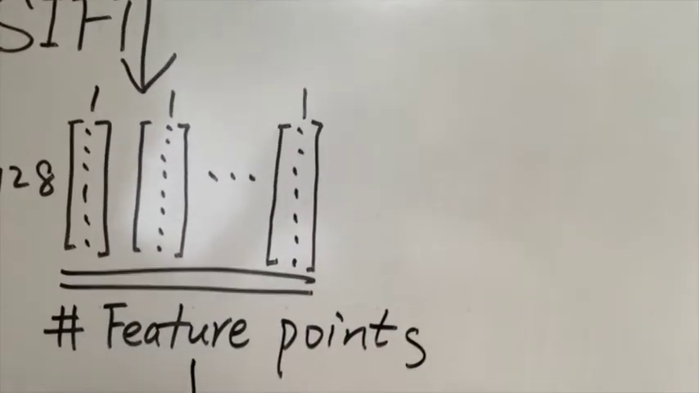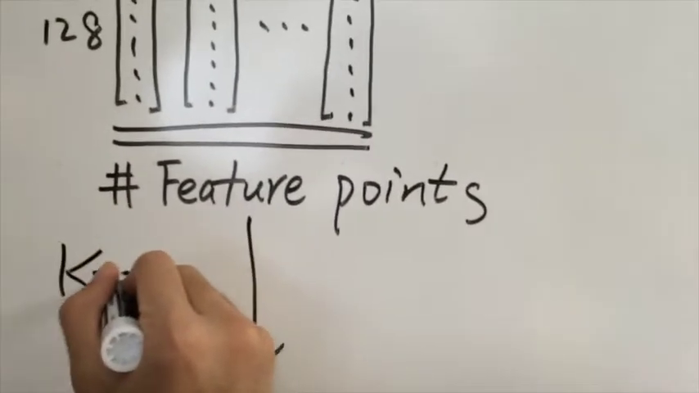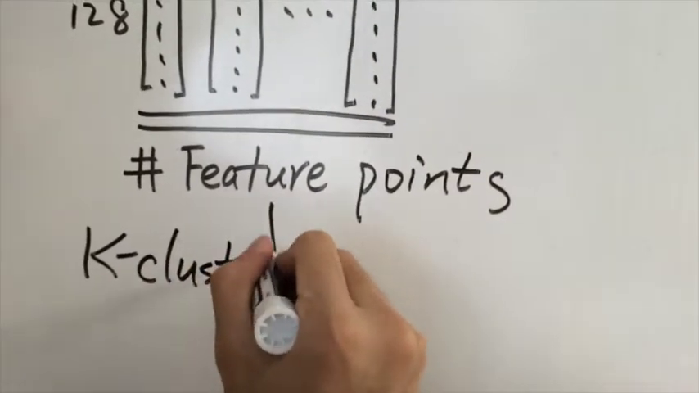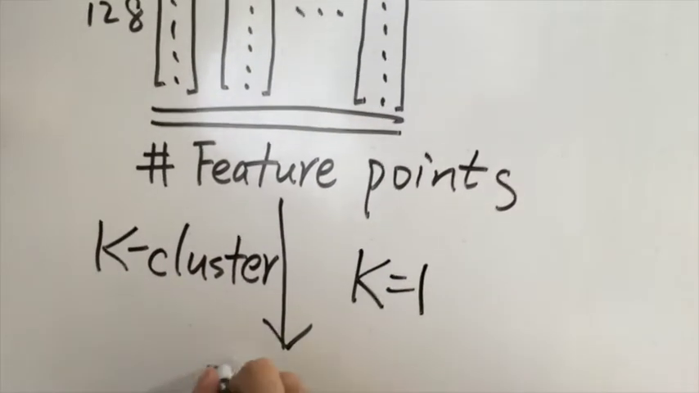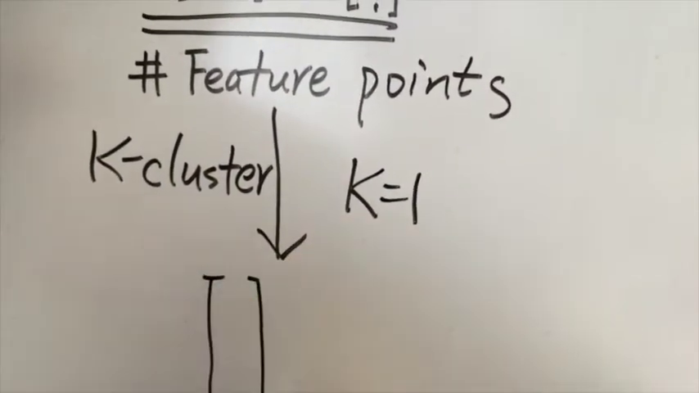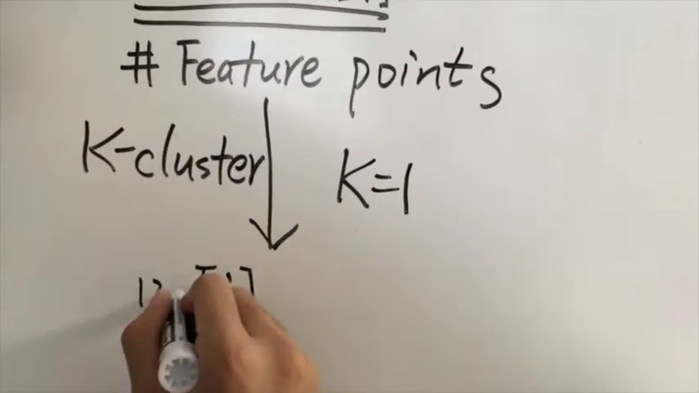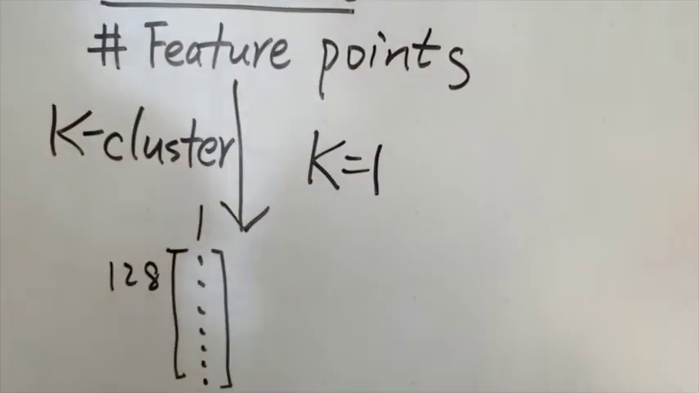To reduce the number of vectors we have to deal with, we will then apply K-means cluster and use k equal to 1. After clustering, we will be left with a single vector of size 128 by 1, which describes all the features in the original image.